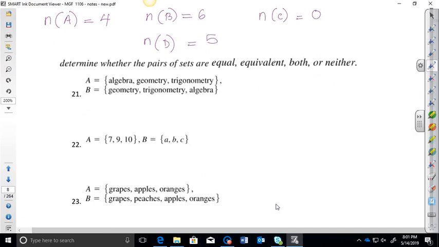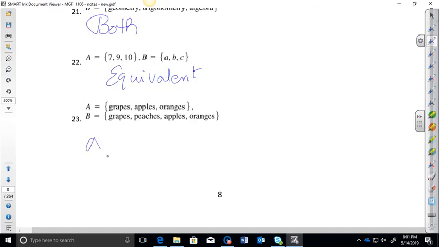Okay. Determine whether they are equal, equivalent, both, or neither. Algebra, geometry, trig. Geometry, trig, algebra. They are both. Yes. Both. 7, 9, 10. ABC. Equivalent. Grape, apples, oranges. Grape, peaches, apples, oranges. Neither. They're not equal, they're not equivalent.